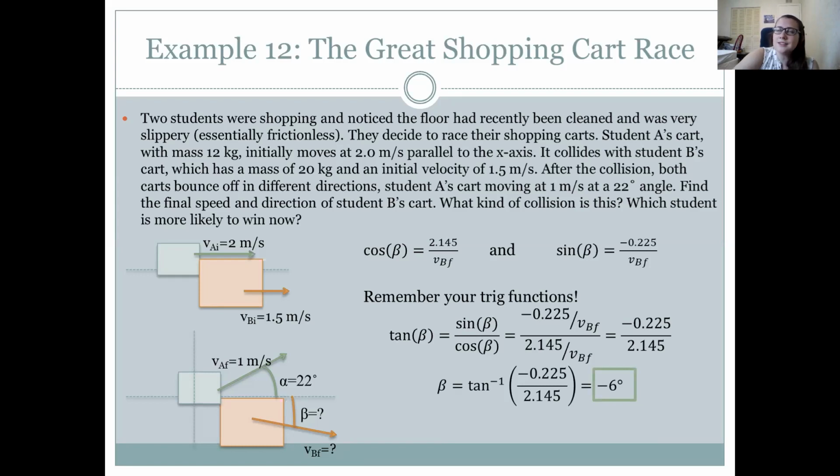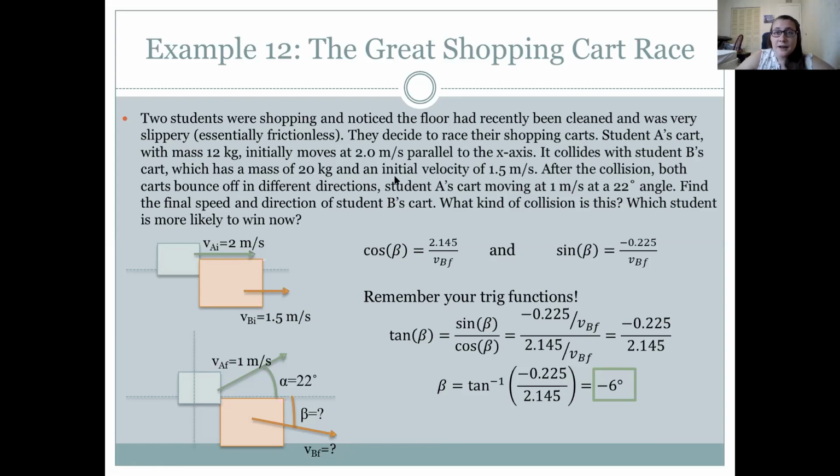degrees. So I know that's not technically the correct way to write that, because remember, usually we want to write angles going counterclockwise around from our positive x-axis. So this would be 354 degrees would be another way that you could write this angle. I chose to leave it like this just so you can see that negative 6 degrees means it's down from our horizontal axis by 6 degrees. So shopping cart A has hit shopping cart B downward, at a 6 degree angle.